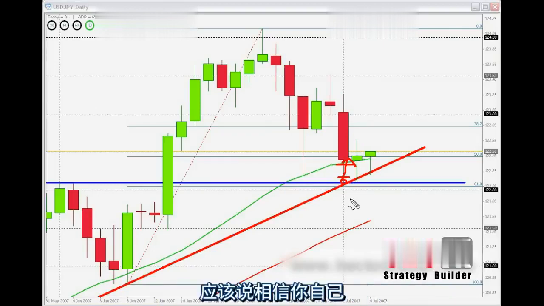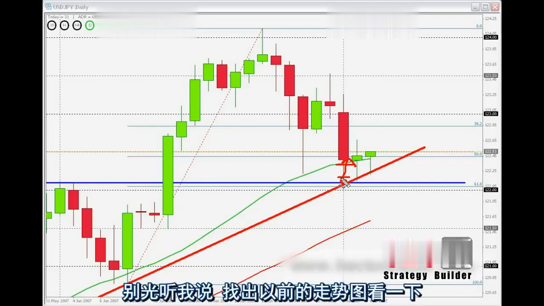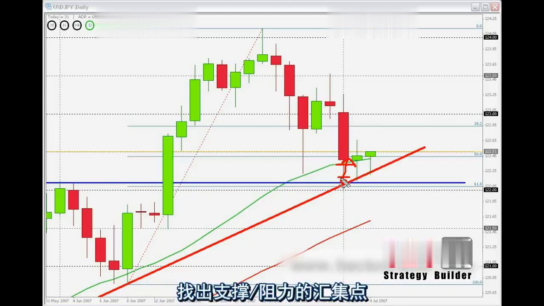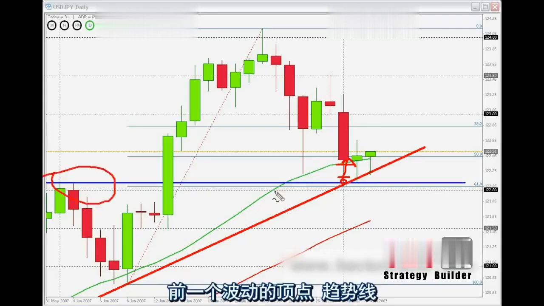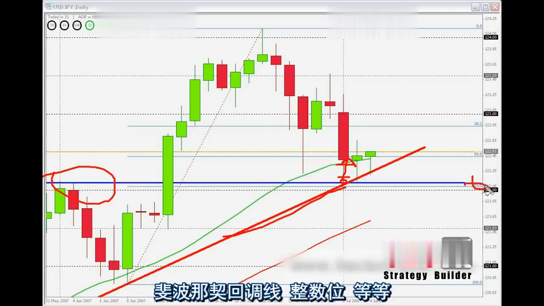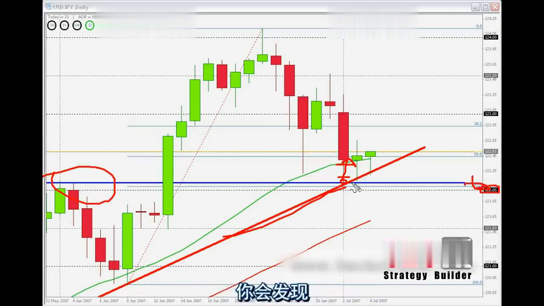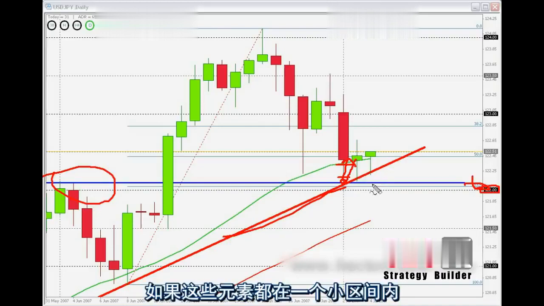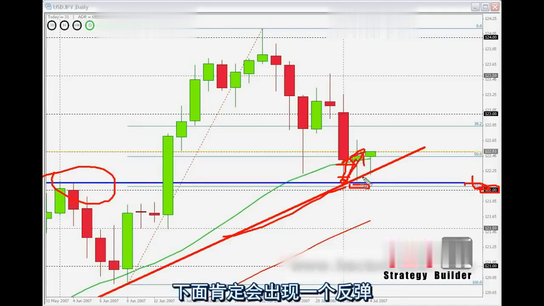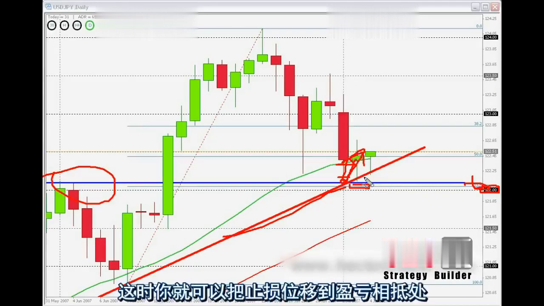But you gotta believe it yourself. Don't trust what I say. Go back in the charts, spot those areas of confluence with previous swing tops, trend lines, Fibonacci's, round numbers, etc., and you will see that if they all come together within a very tight area, you always see at least a temporary bounce to the upside, just enough to move a stop to break even.